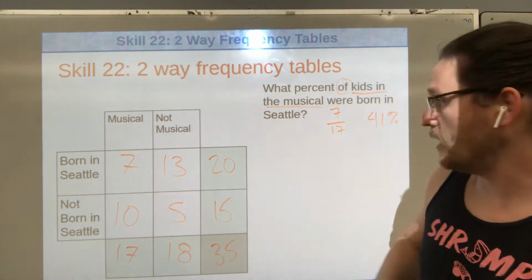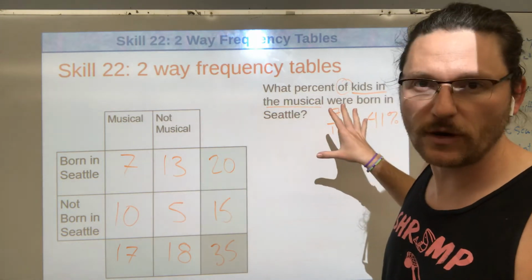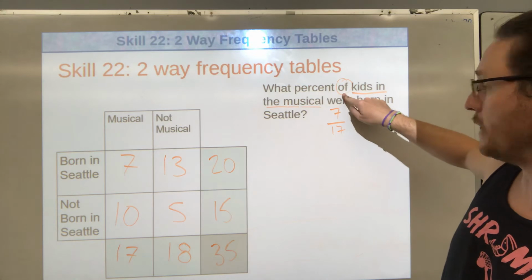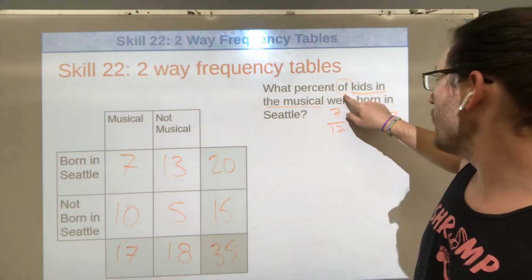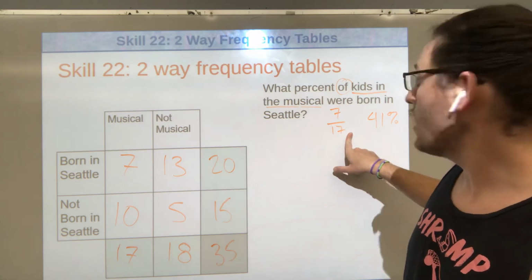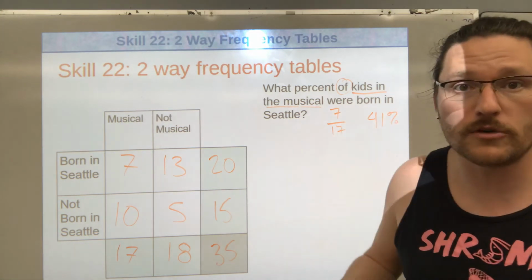Okay, so again, I filled out this two-way frequency table to kind of go along with the questions I knew I was going to ask. And then I can just kind of pull out the important information. Of is our magic word. Anything that comes after of is the group that we're looking at. It's our denominator. And then the kids that were born in Seattle that are a part of that group are going to be our numerator.